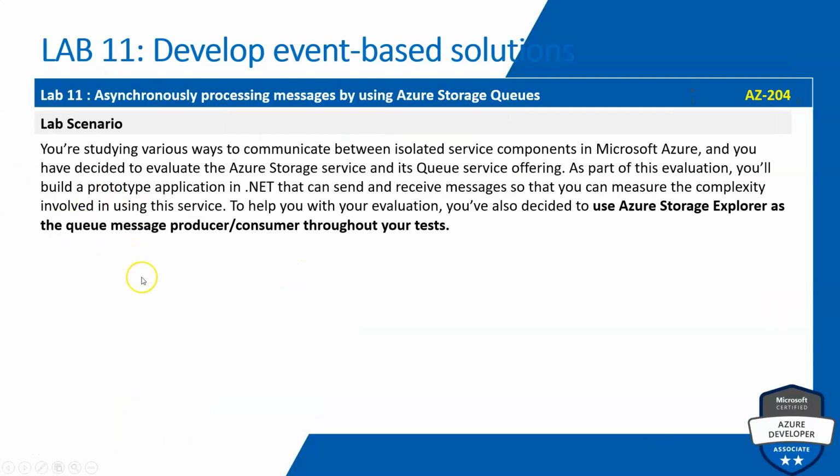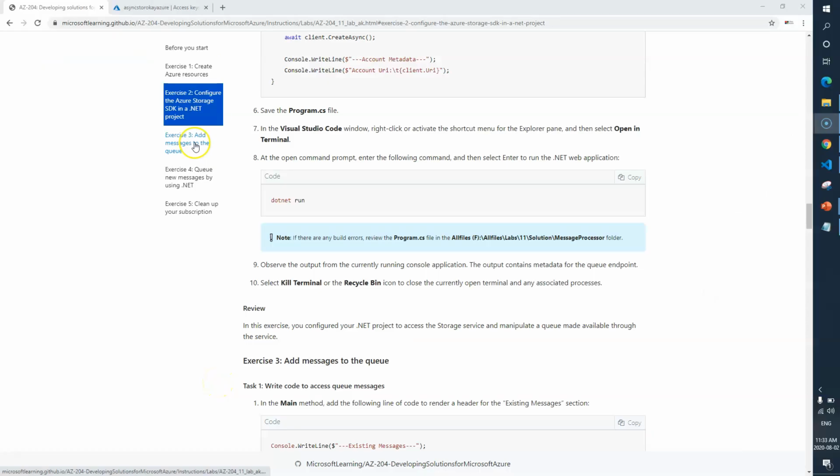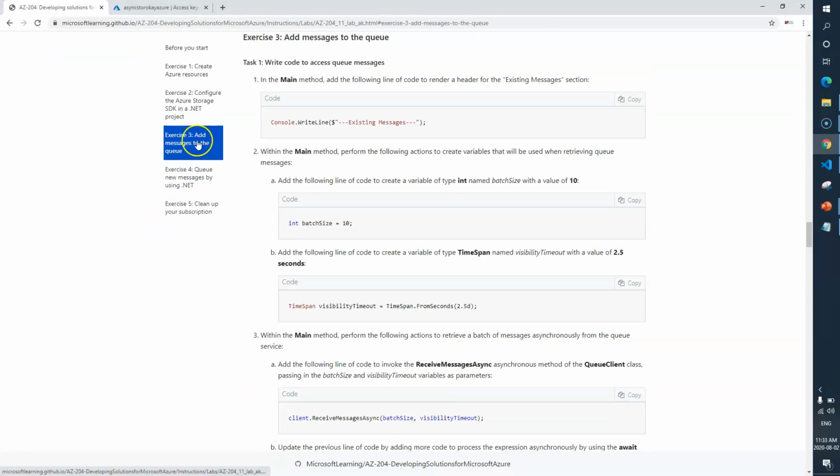And here is the lab scenario. So far we are done with exercise 1 and exercise 2 in the last videos, and in this video we'll work on exercise 3. Basically, here we'll add messages to the queue. If you remember, in the last video we created our message queue and now we are going to put some messages in the queue. Okay, here we are. Exercise 3, add messages to the queue.